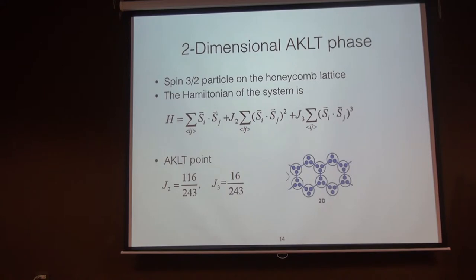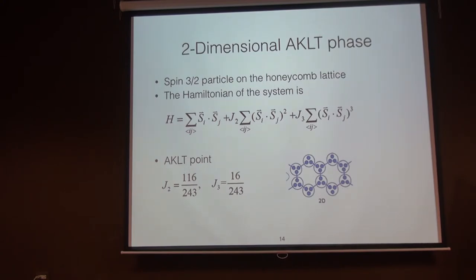Okay, so it can work well in the one-dimensional system, and then we generalize to the two-dimensional system. We start with the two-dimensional AKLT state. We consider a spin-3/2 model on the honeycomb lattice, and we consider the Hamiltonian with the parameters J2 and J3. In particular, at the AKLT point, this Hamiltonian is an exactly solvable model. We can write down the wave function exactly, and this state can be represented by a tensor product state with bond dimension equal to 2.